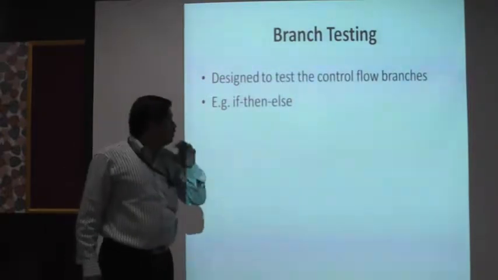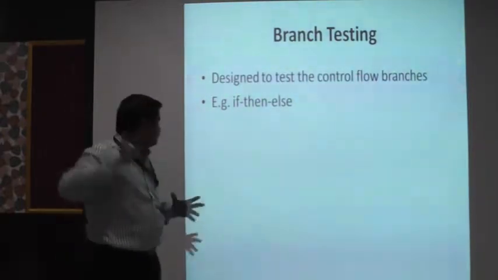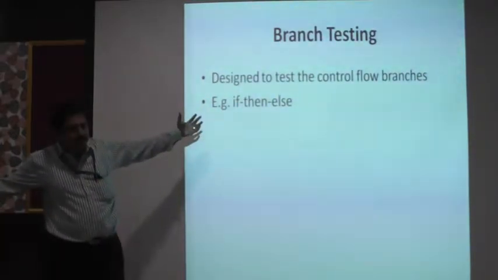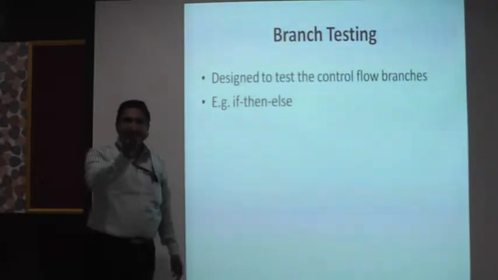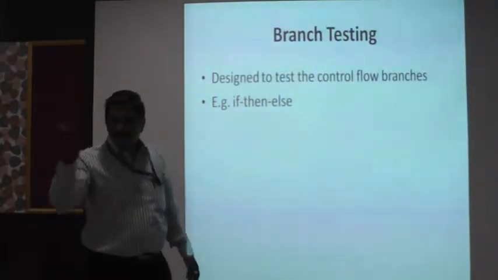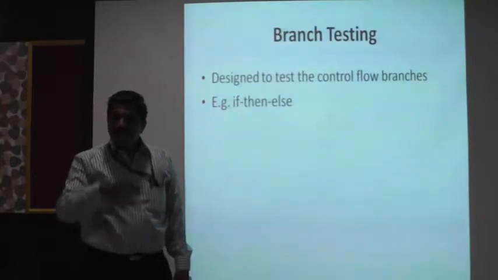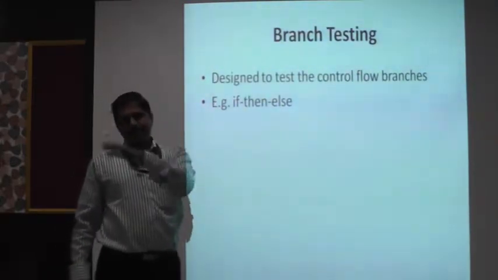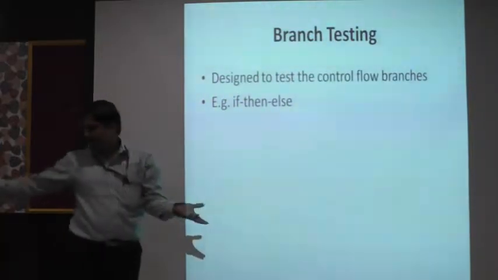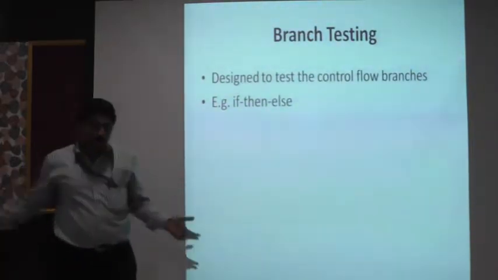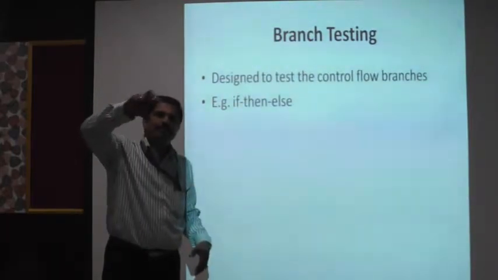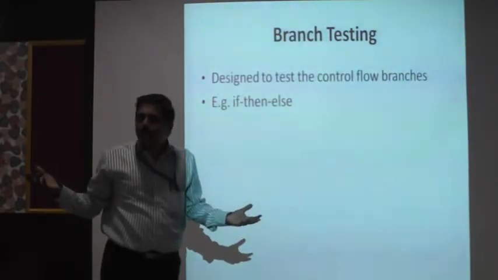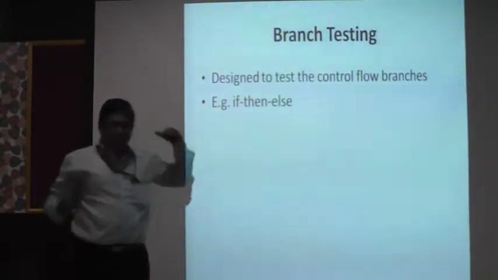This is designed to control the flow of branches, for example, if then else. How does it work? If this condition is satisfied, it works and prints a value. If it is not satisfied, it goes to the else condition. So it branches to a different location, or it jumps, or it breaks. It comes out of the condition statement, and the program abruptly stops. That is called branch testing.